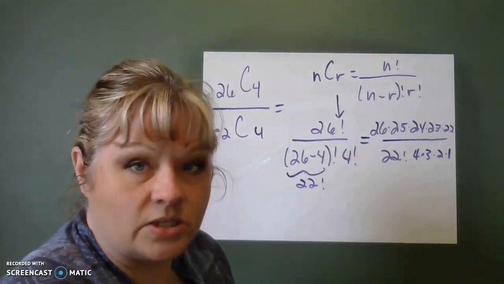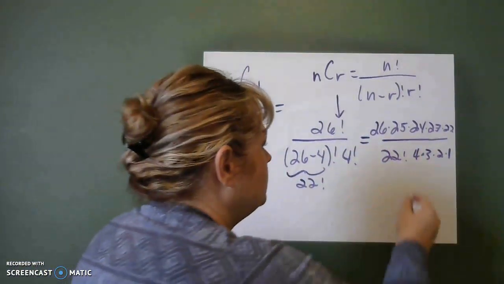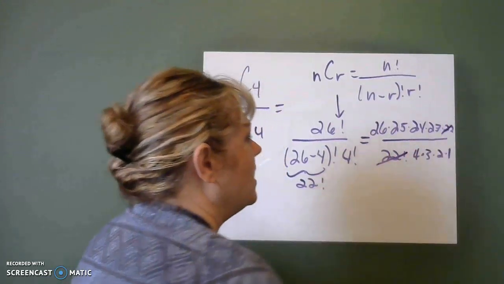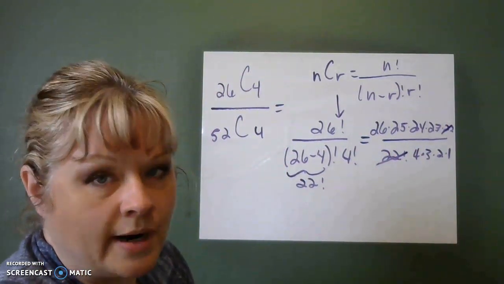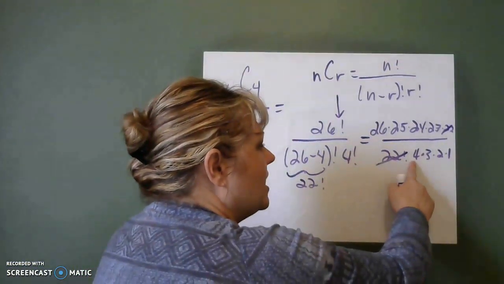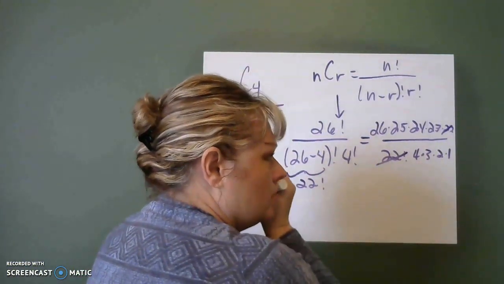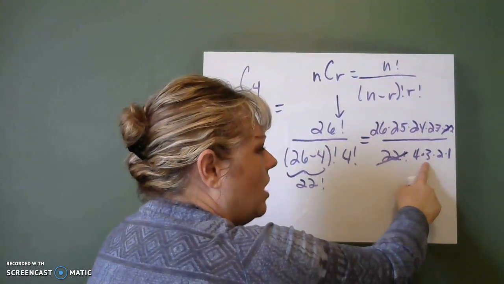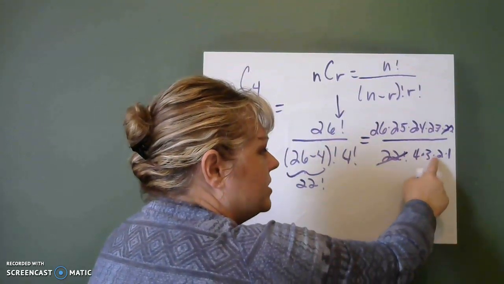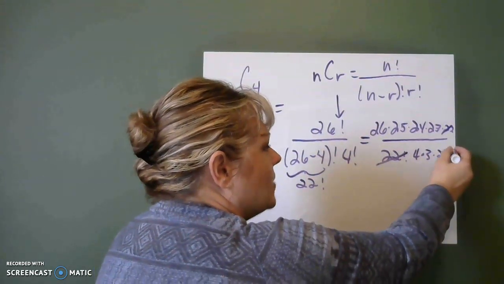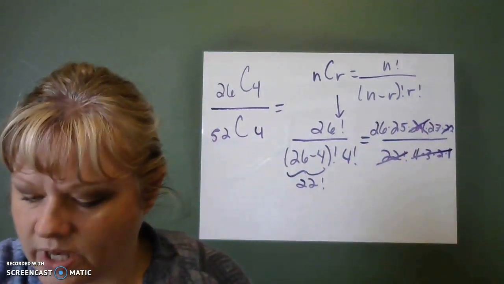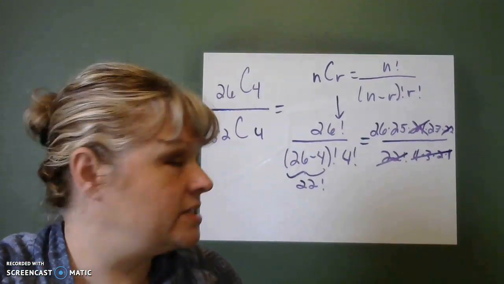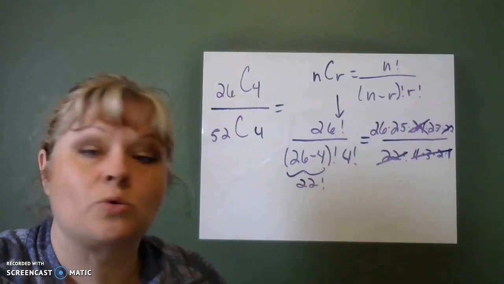Now I can cancel the 22 factorials. I can also cancel out any values that correspond to the product on the bottom. So I've got 4 times 3 times 2. Well, 4 times 3 is 12. 12 times 2 is 24. So I can cancel this out with the 24. So that leaves me with 26 times 25 times 23.